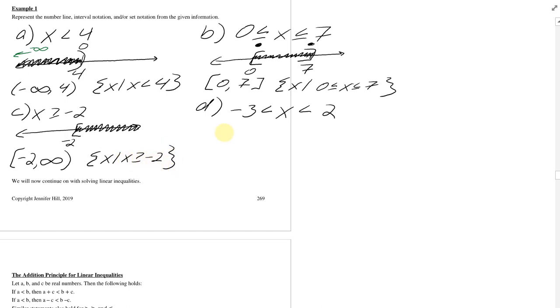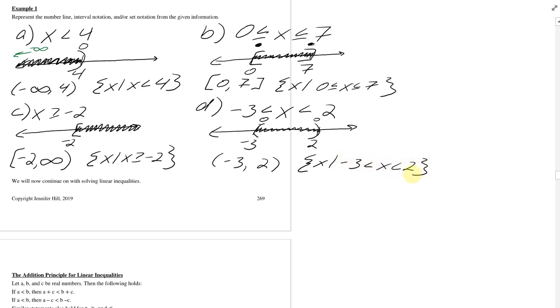Okay, and now for my number line for D. So here's negative 3, here's 2. So I need to shade everything in between. I use a round bracket for each, or an open dot. Maybe I'll just note that, open dot. Open dots, doesn't matter. So my interval notation will start at negative 3 and go to 2, and neither of those numbers are included. And then I've got x such that negative 3 is less than x is less than 2.